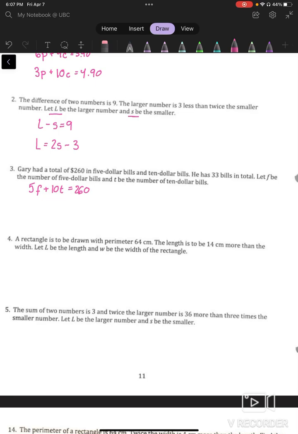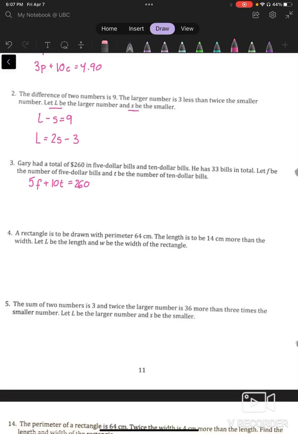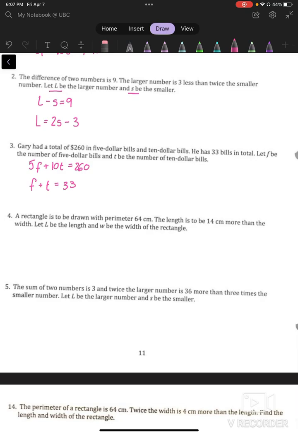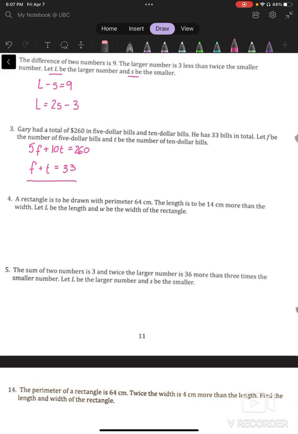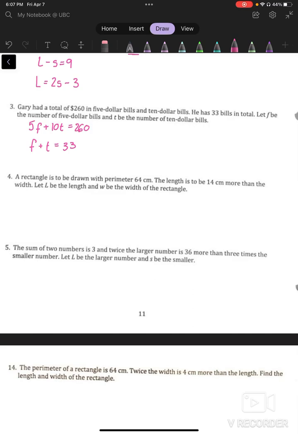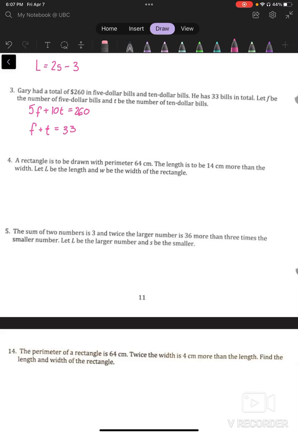So the second equation will be that he has 33 bills in total. So F plus T equals 33. So those are your two equations. I did this one because it's telling you that he has 33 bills in total, and since F and T are the numbers of bills, then you just add them together and you get 33. I'll do up to number 5.